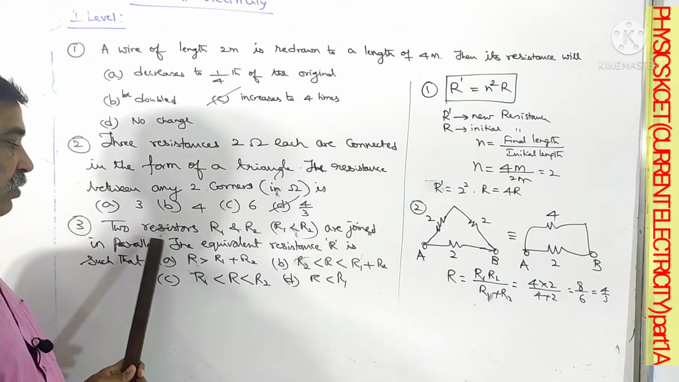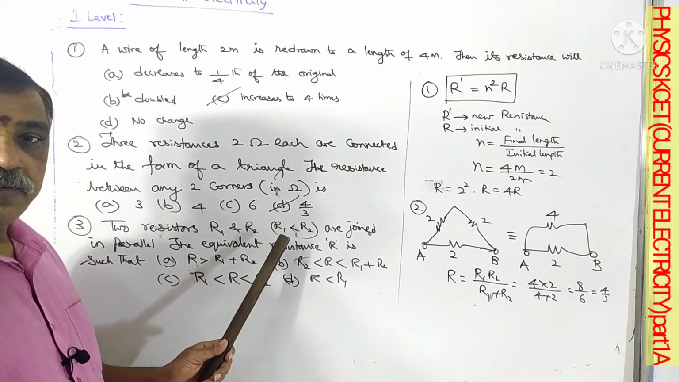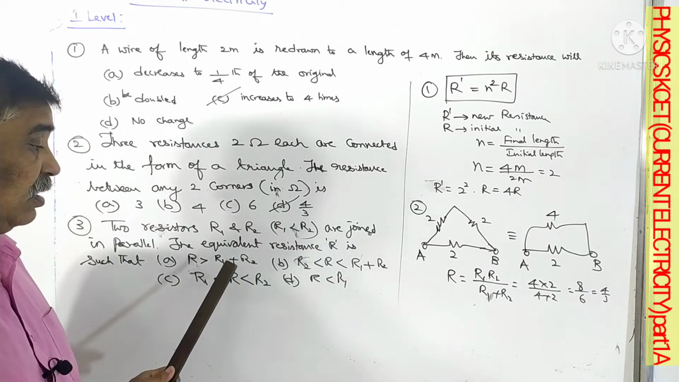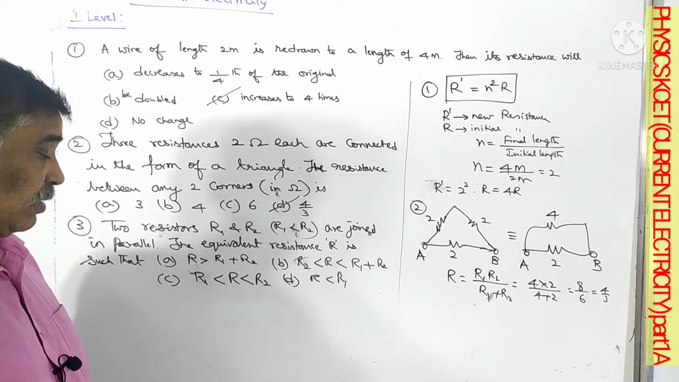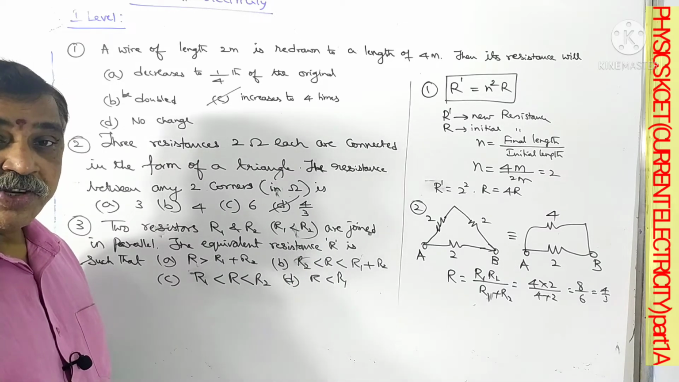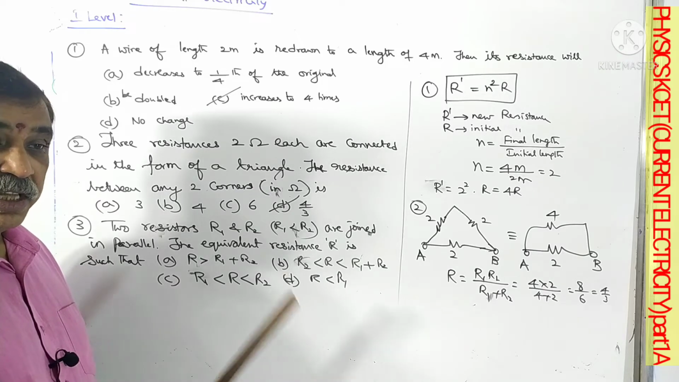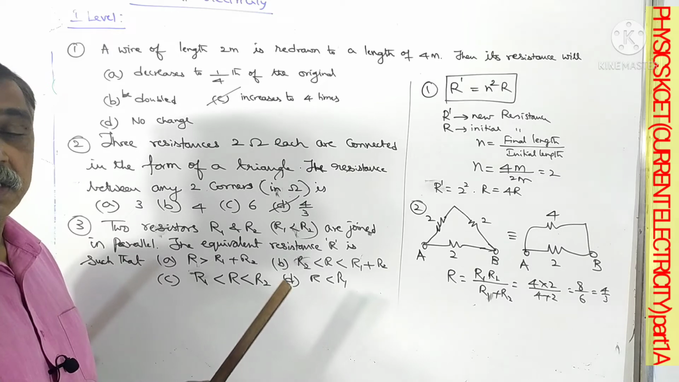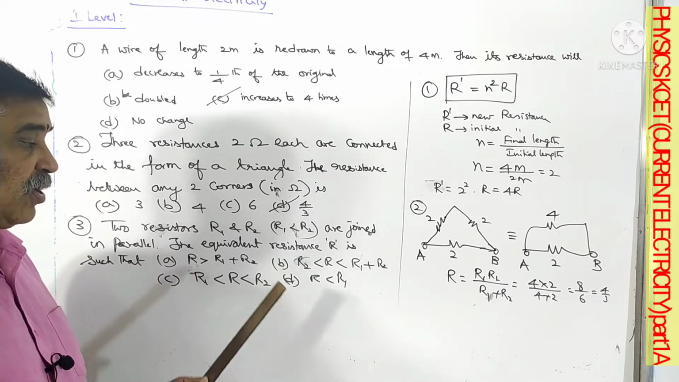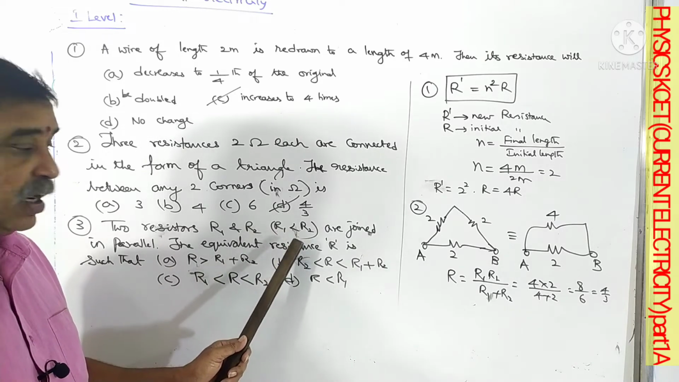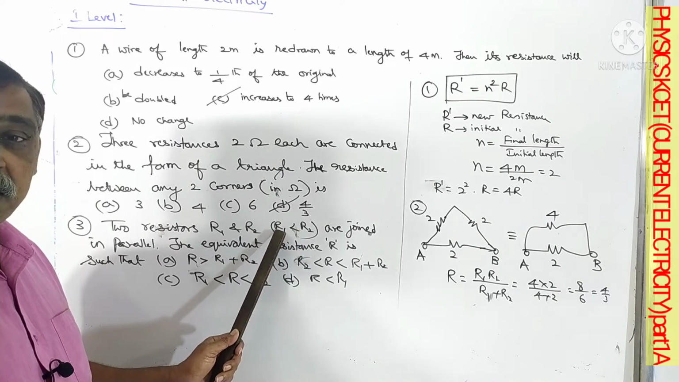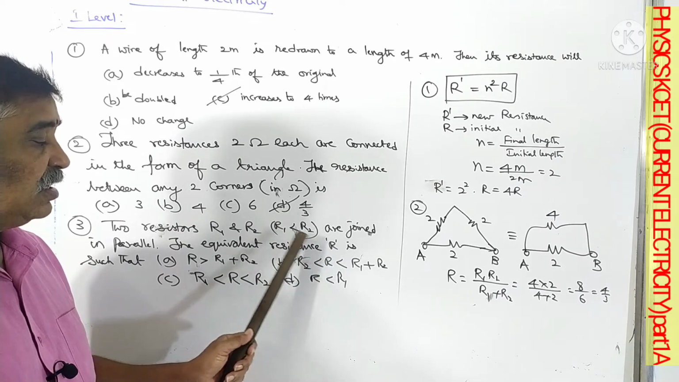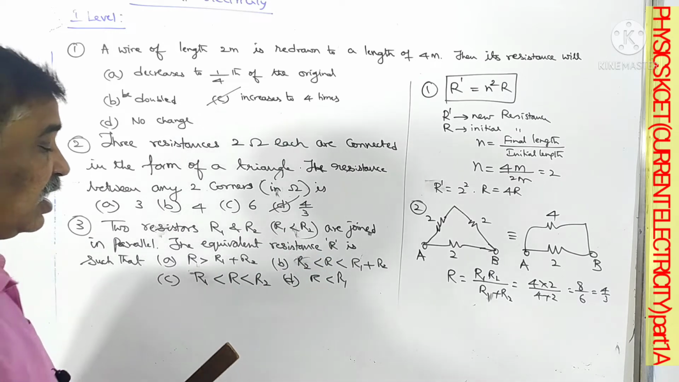Next one, 2 resistors R1 and R2. Of course, R1 is less than R2 is given. They are connected in parallel. What is the equivalent resistance capital R? We learned in parallel combination of resistances, the effective resistance is less than the smallest of the resistances which are connected in the combination. So here R1 and R2 are in parallel. Between these two, R1 is the smaller one. The effective resistance R is less than R1. That is the answer which is there in option D.